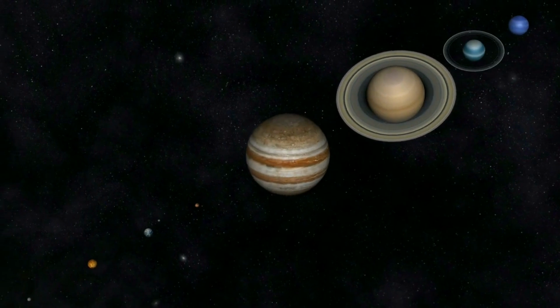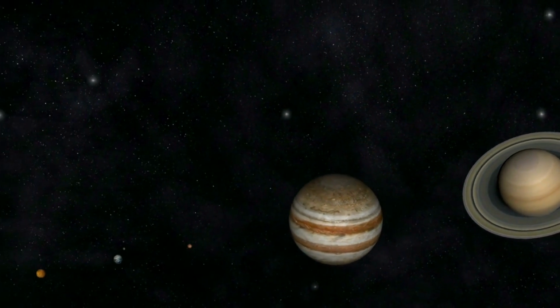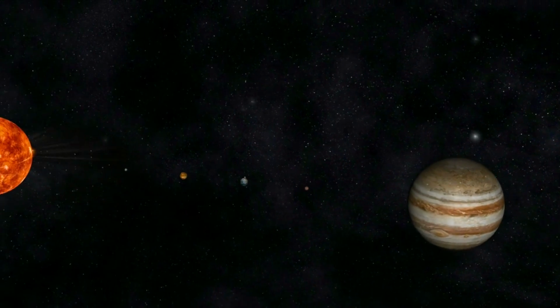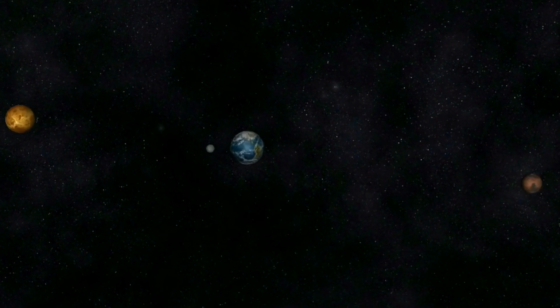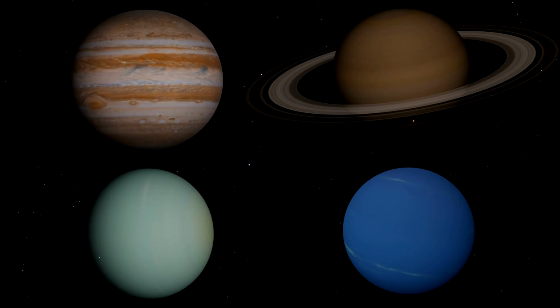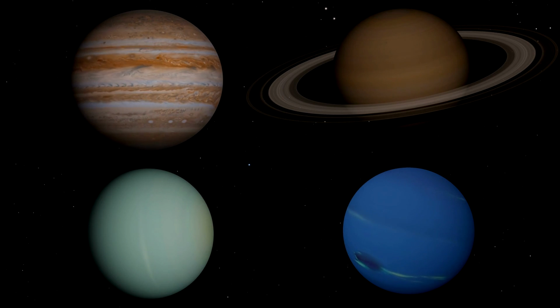This rotation has a remarkable effect on the shapes of the larger gas and liquid-covered planets like Jupiter and Saturn, leading to a phenomenon known as oblateness, which is the flattening at the poles and bulging at the equator due to the centrifugal force generated by rapid rotation. These gas giants rotate at such speeds that their equatorial regions are significantly wider than their polar diameters, giving them a distinctly oblate appearance.